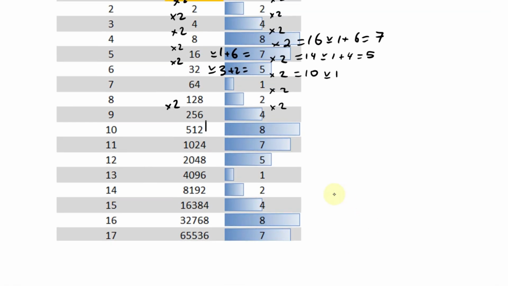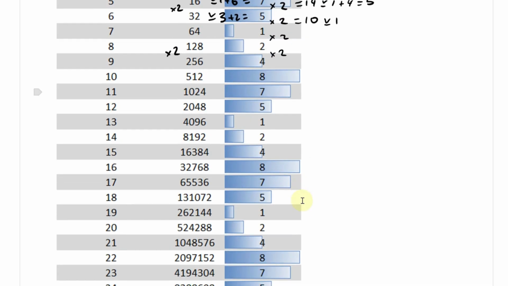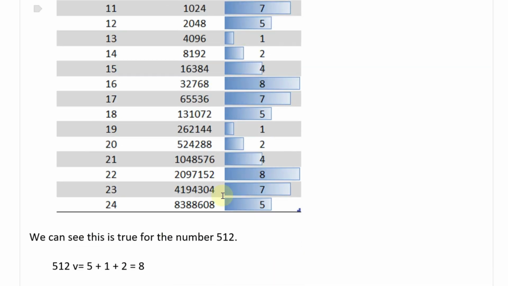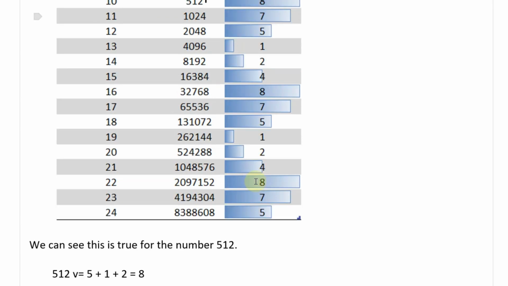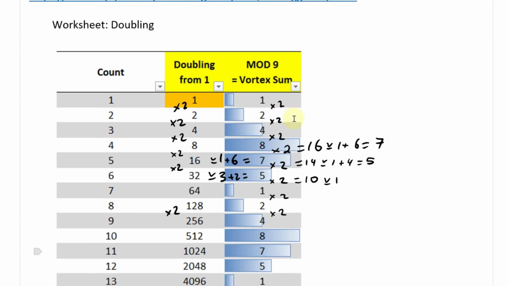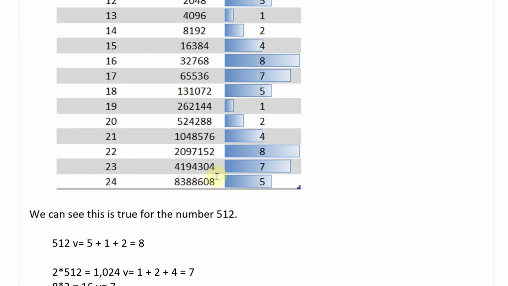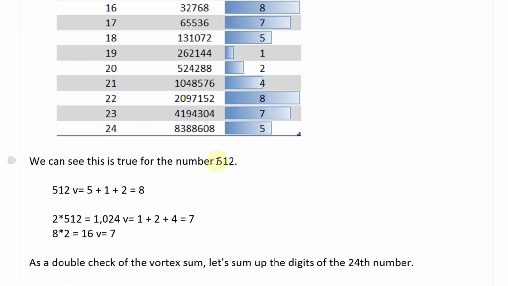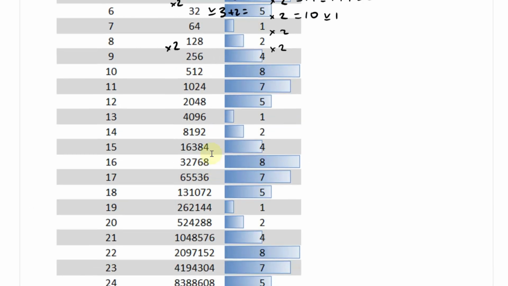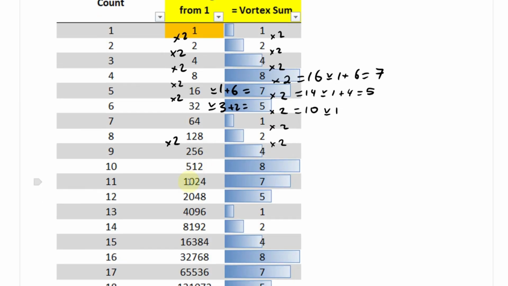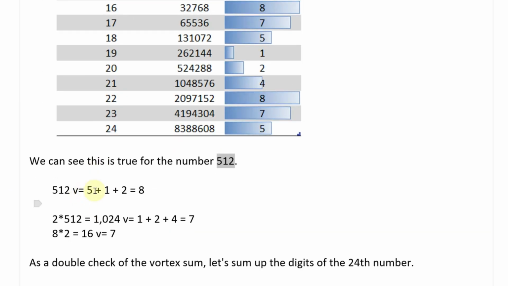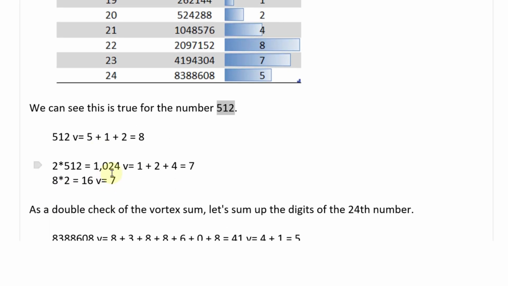Yeah, so anyways, basically if you multiply any one of them, take the vortex sum, you're going to get this number, or you could have just gone from the previous vortex sum. So in other words, this pattern keeps repeating, and we don't need to care about how large this number is. And we could see this is true for the number 512, just double check that it's the same one right here. So 512, v equals 5 plus 1 plus 2 equals 8. And then if we multiply 2 times 512, that equals 1024. V equals 1 plus 2 plus 4 equals 7.